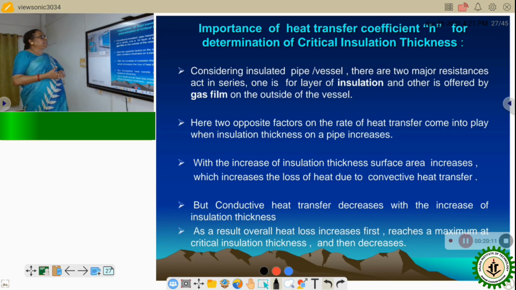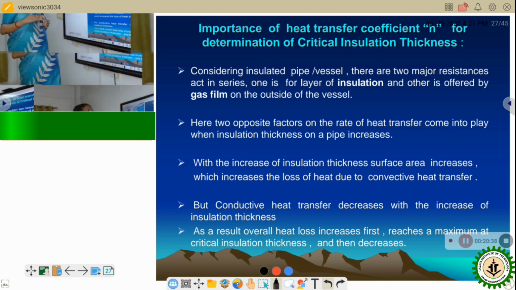So, the importance of the heat transfer coefficient small h for the determination of the critical insulation thickness. We can explain this by considering an insulated pipe or vessel, where two major resistances act in series. One is the layer of the insulation and the other is offered by the gas film on the outside of the vessel. Here two opposite factors on the rate of heat transfer come into play.